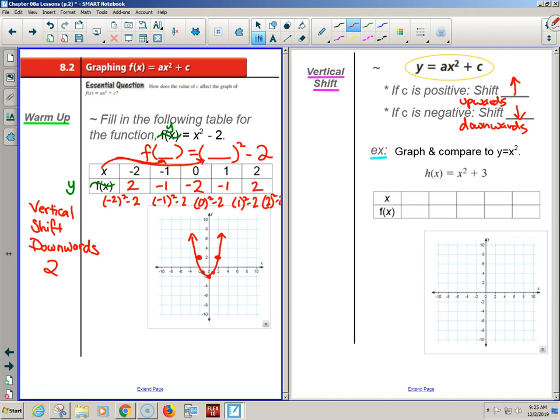Even without making a table or graphing at all, can you guys tell me what you think would happen with this guy? If it's x squared plus 3 instead, what do you think is going to change? Say the whole phrase though. A vertical shift upwards by 3. Good.